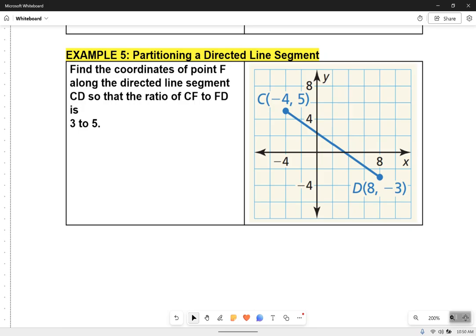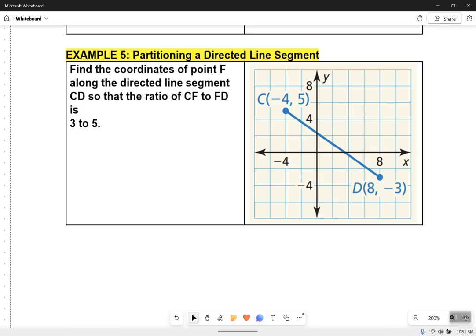I've got a line segment that starts at what point? Starts at C at -4, 5 and goes to where, kids? And that ending point is 8, -3 right there. So guys, I'm going to read this. It says, find the coordinates of point F along the directed line segment CD. So that means start at C, end at D, so that the ratio of CF to FD is 3 to what? 5. Okay, now I want you to think about this.